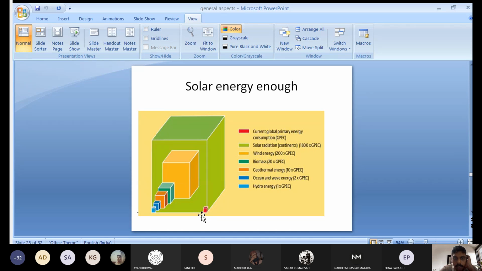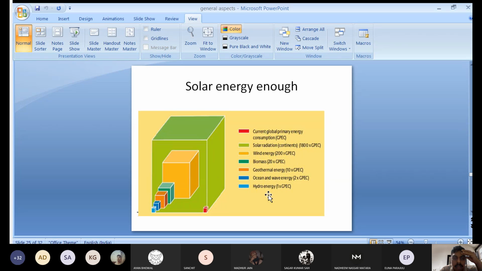Why? You can see the solar radiation, this green box, right? The green box is the total solar radiation. This is the current global primary energy consumption. Primary energy means the energy that is available as such: coal, crude oil, uranium, fossil fuels and other nuclear fuels. All the primary energy that the current world is using cumulatively is this small red one in a corner. Compared to that, what is available to the continents is very large.